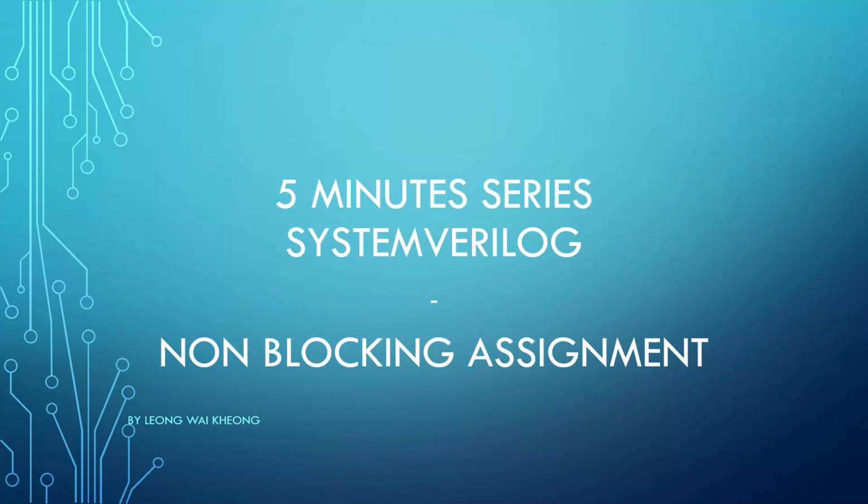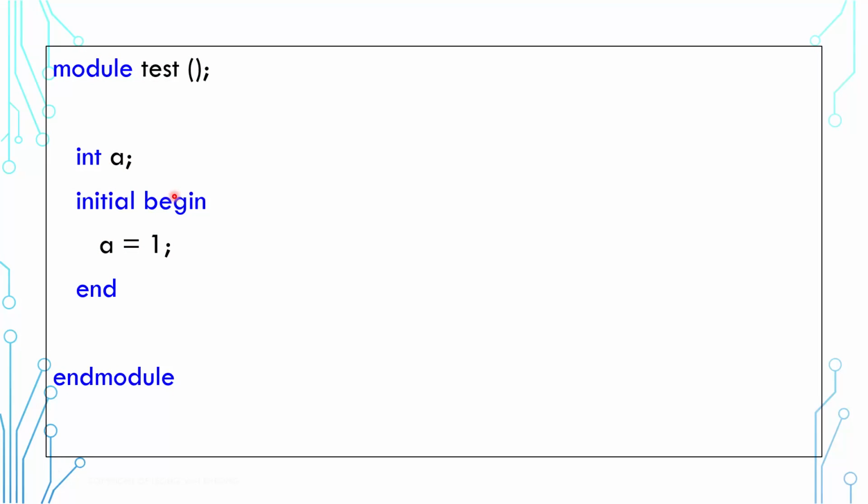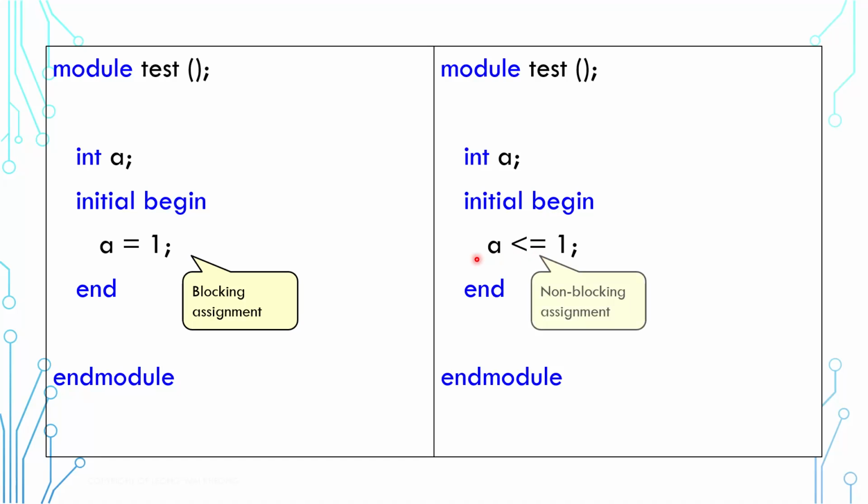In this video, we're going to talk about non-blocking assignments. This is a simple module. There is a variable a. In the initial block, it is set to 1 using equal symbol. This usage is very common in many coding languages. In Verilog, this is known as blocking assignment. And there is another one which is called a non-blocking assignment.